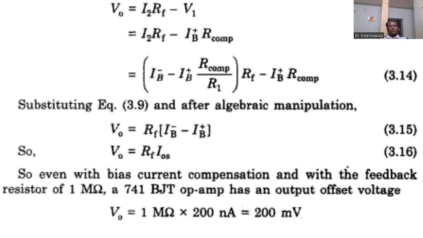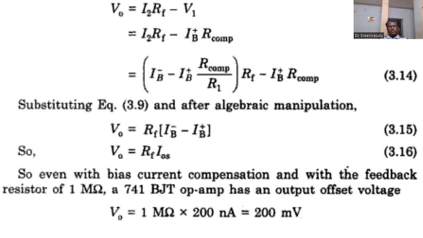RF is 1 mega ohm. We take RF as 1 mega ohm, and offset current as 200 nanoamperes. It is equal to around 200 millivolts. Because of this offset current, the offset voltage generated at the output is 200 millivolts. So it is a very high value.